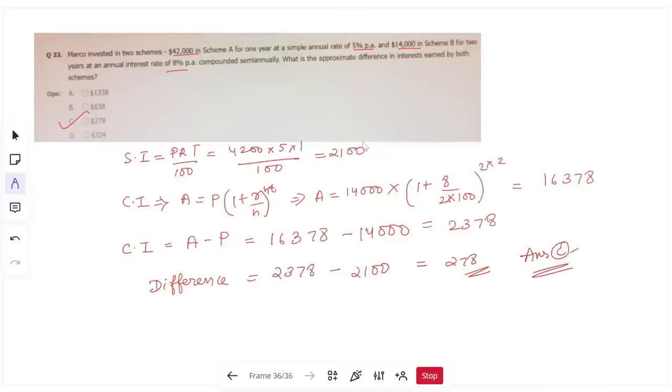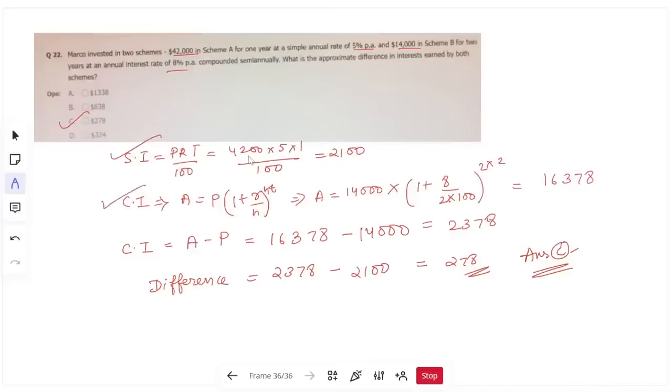We have the different options. So see guys, how can you solve this question? First of all, it is told that the first investment that he is doing is at a simple interest rate, and then the second investment he is doing at a compound interest. So we have the formulas for simple interest and compound interest. You will substitute the values that are given to you in the question.